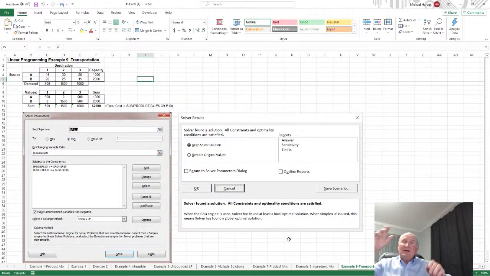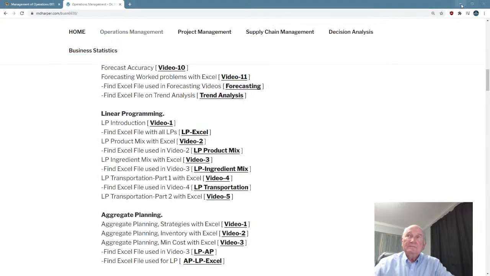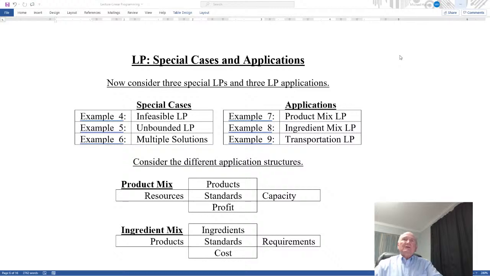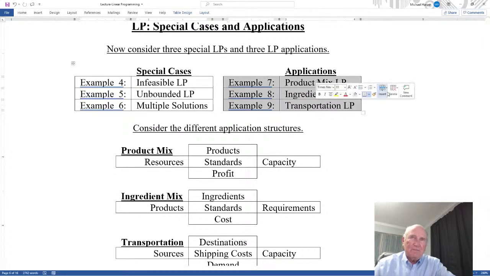So I'm not going to do Excel anymore. I'll do it next week. I'll be working through problems. But I'm not going to do Excel anymore. I'll just be setting it up, looking at the solution, and interpreting it. So let's do it. There we go. So here are the 3 special cases: infeasible, unbounded, and multiple solutions. And here are the applications: product mix, ingredient mix, transportation.